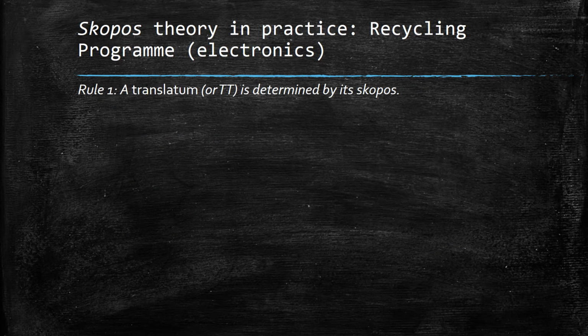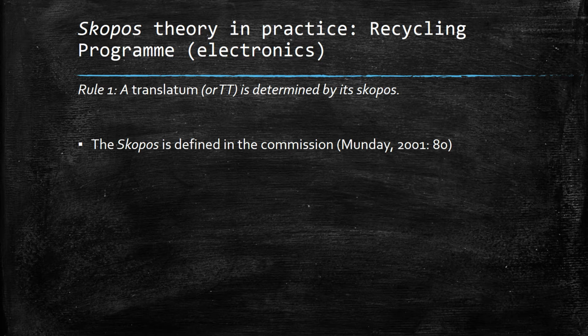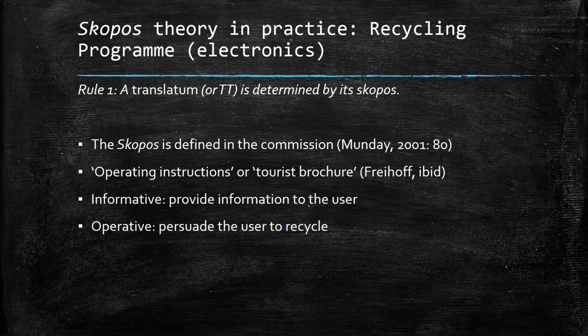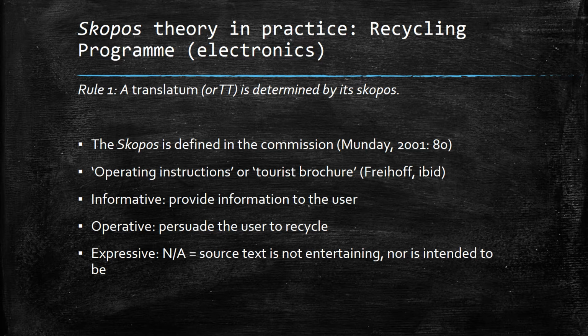Looking at Rule 1, a translatum is determined by its skopos. The skopos is defined in the commission that one receives from the client, in this case from the electronics company or its agent. Here we know that we are looking at something between operating instructions or a tourist brochure according to Freihoff's adapted triangle, as it is both informative and provides information, and operative. It persuades the user to recycle. There isn't really any expressive nature to this translation. The text isn't entertaining, nor is it intended to be. It's not to say that it couldn't be, but in this case, it's not.